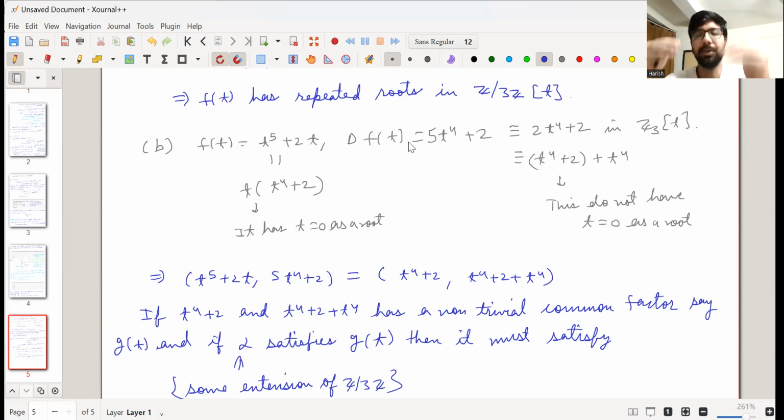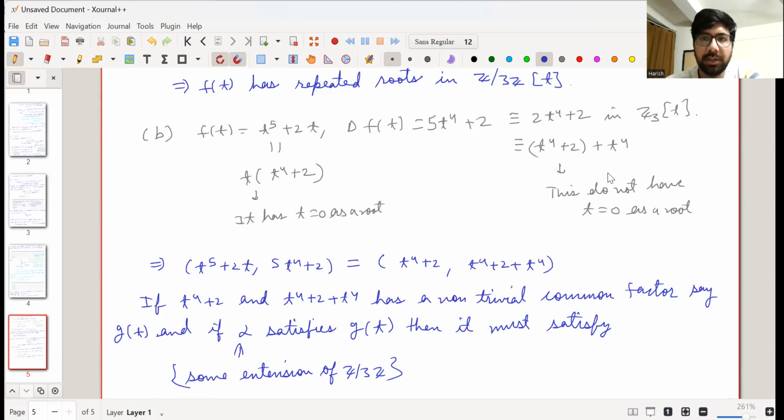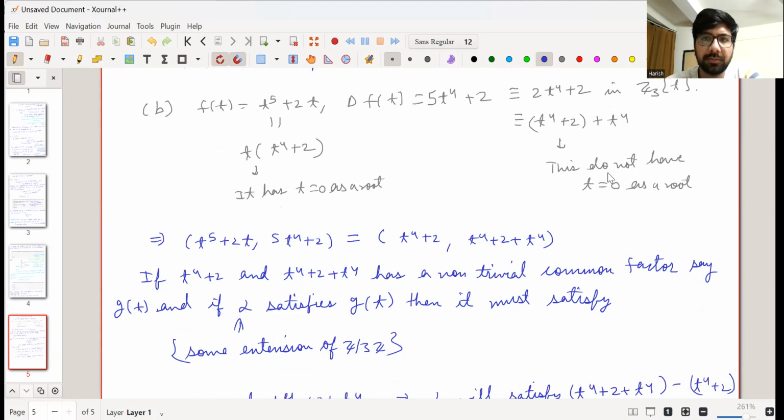But the main problem here is we are not inside Q. We are inside Z mod 3Z. So we cannot use the Eisenstein criterion here. We have to see, without using that, whether these polynomials have some common factor or not. So what I did: T^5 + 2T you can write as T times (T^4 + 2). And 5T^4 + 2 you can write as 2T^4 + 2, because you are in Z mod 3Z, so 5 is congruent to 2. And that is the same as T^4 + 2 + T^4, right?